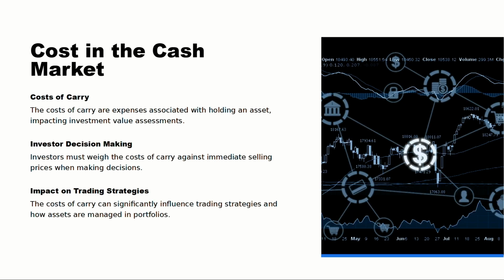Costs in the cash market. Costs of carry. The costs of carry are expenses associated with holding an asset, impacting investment value assessments. Investor decision making. Investors must weigh the costs of carry against immediate selling prices when making decisions. Impact on trading strategies. The cost of carry can significantly influence trading strategies and how assets are managed in portfolios.